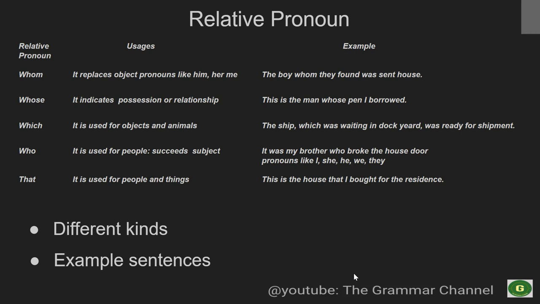You can look into it and understand better. And I have also given the examples in detail.